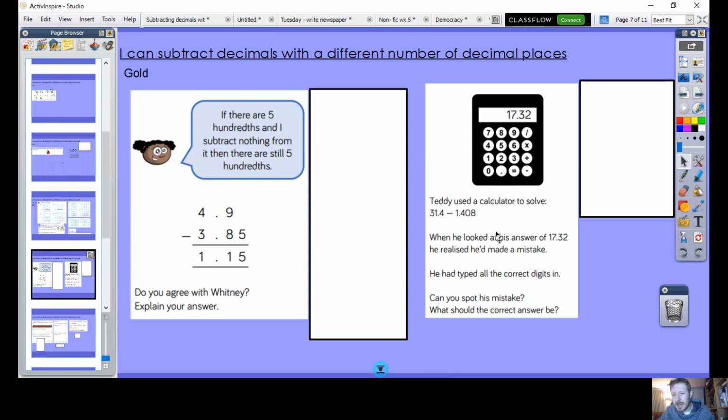This one, Teddy used a calculator to solve 31.4 take away 1.408. When he looked at his answer of 17.32, he realised he'd made a mistake. He had typed all the correct digits in. Can you spot his mistake? What should the correct answer be? So have a little go and think about what his answer should be. So pause the video and have a go at these two.